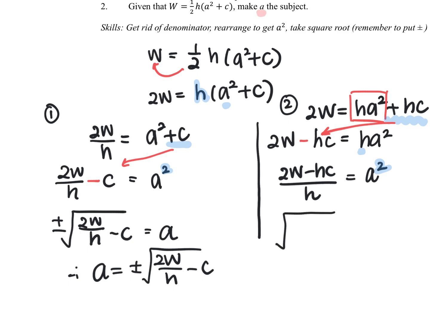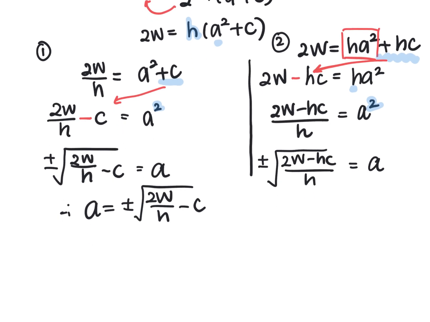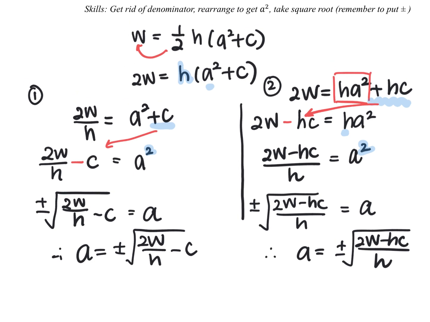Remember, square root must have a plus or minus. Then you put everything inside, and you have a plus or minus. Then finally, you write your final answer. A equals to plus or minus square root 2w minus hc over h. Have you gotten the concept? We'll move on to the next question.